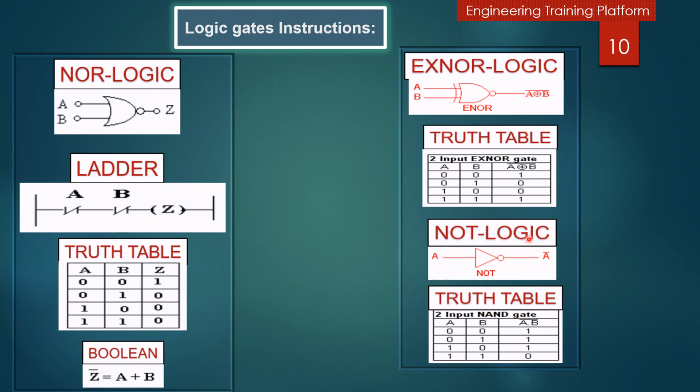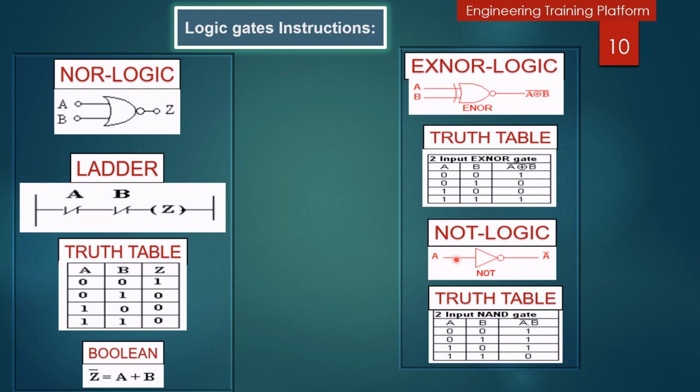In the NOT gate, you can see here the symbols for the NOT gate. If the input is 0 the output will be 1. It changes the value. If A is 1, then the output will be 0. If A is 0, the output will be 1.